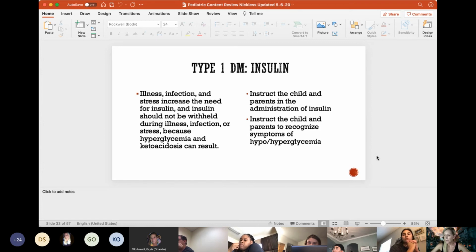Okay. So we're also going to allow the child to take part in application of insulin. And as they grow, we really want to push them to trying to get a pump because that will be less sticks. And so we really want to make sure that we're teaching those signs of hypo versus hyper. So who wants to tell me the difference between hypo versus hyperglycemia? Anyone?